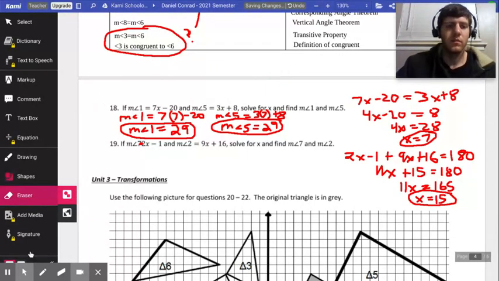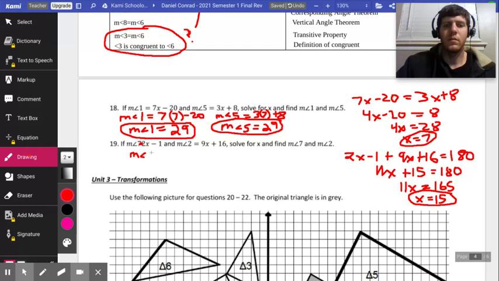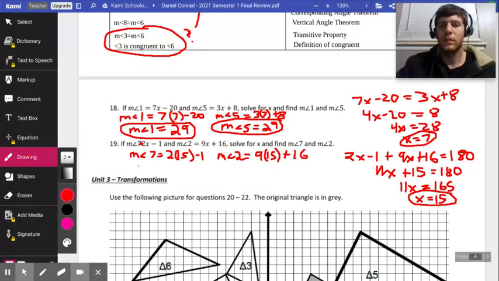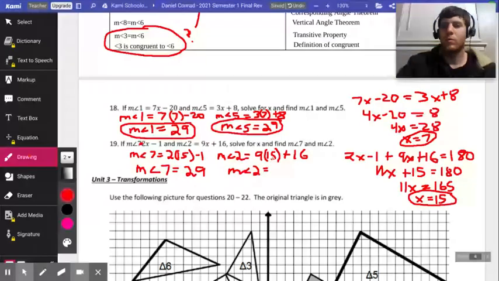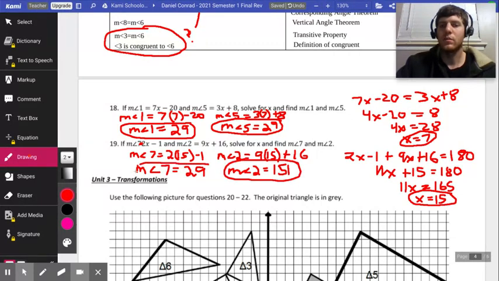Okay, so we can plug in there. We want this and this. So the measure of angle 7 equals 2 times 15 minus 1, and the measure of angle 2 is equal to 9 times 15 plus 16. So that's going to be 29, the measure of angle 7 here, right? 30 minus 1 is 29. And then the measure of angle 2, that's going to be 135 plus 16, which is 151. And that makes sense because 151 plus 29 is going to add up to 180.